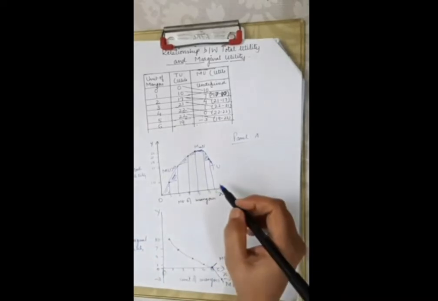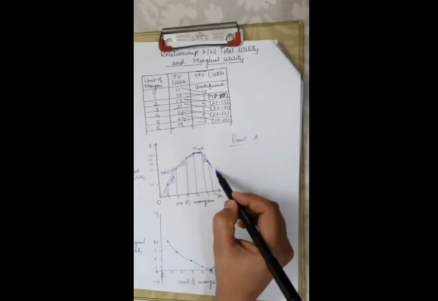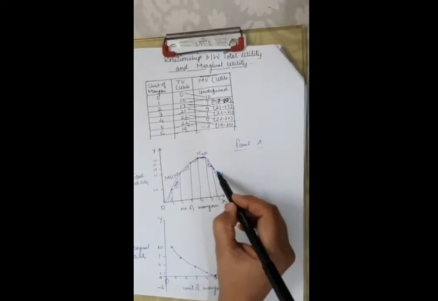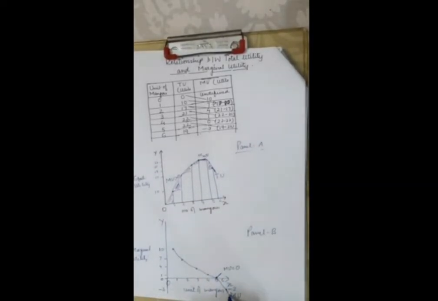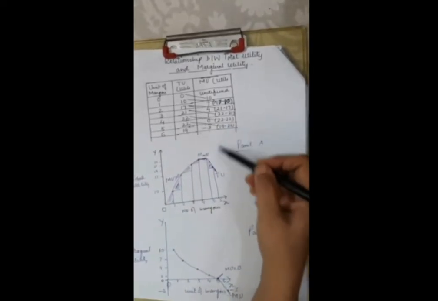After M, the total utility curve has a negative slope. It has started to fall down, showing that the marginal utility is negative. So when total utility decreases, the marginal utility is negative. This is the relationship between the total and marginal utility with the help of the schedule and the graphs.